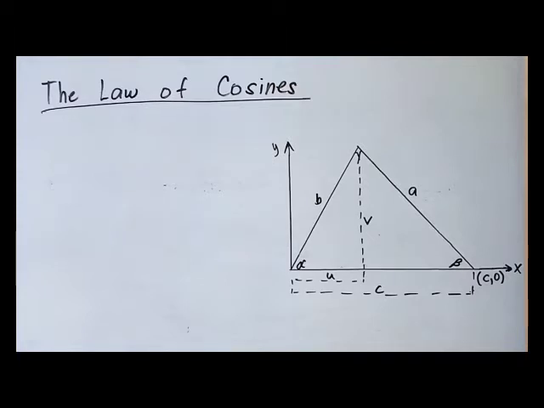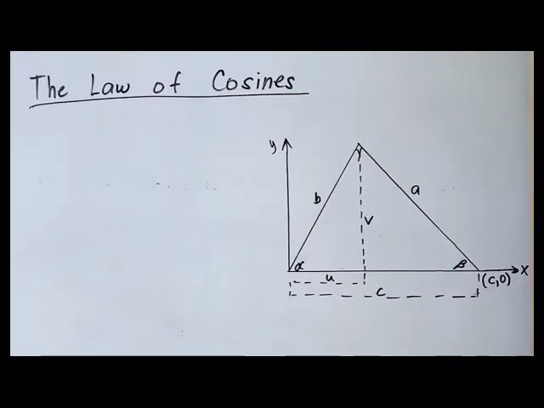So if the two sides of an oblique triangle and the included angle are given, or if the three sides are given, then that's the time that we can now apply the law of cosines. But first, let me show you how this law of cosines was derived.